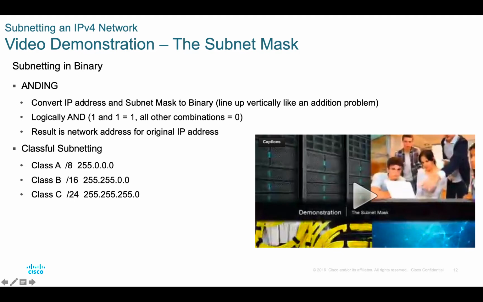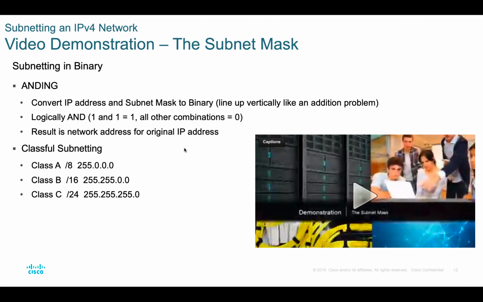Okay, so to subnet in binary, you have to be able to convert the IP address and subnet mask to binary. Okay, we've done that before. And then logically AND it. Logically ANDing is 1 and 1 is 1. If there's any 0 involved, 0 and 1, 1 and 0, or 0 and 0, the combination is 0. So if you AND an IP address with a subnet mask, that will give you the network address, or the network ID is what I often call it.